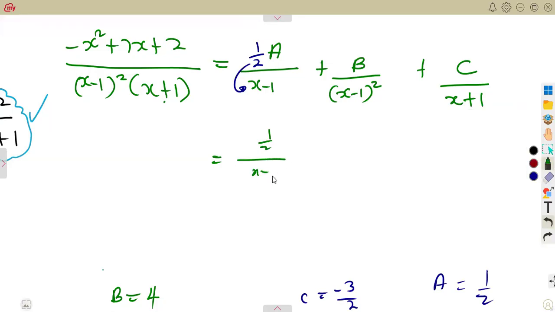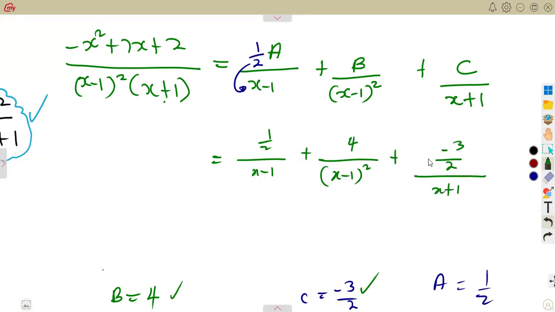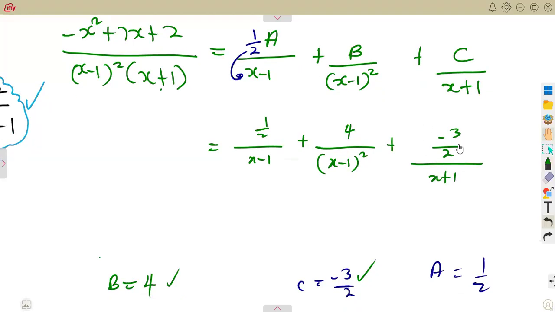1 over 2 into X minus 1 plus our B, which is 4. Remember our B here, over X minus 1 squared. Then our C, which is negative 3 over 2 over what? Over X plus 1. So I'm going to explain about these, the fractions that we are given in our simplification.